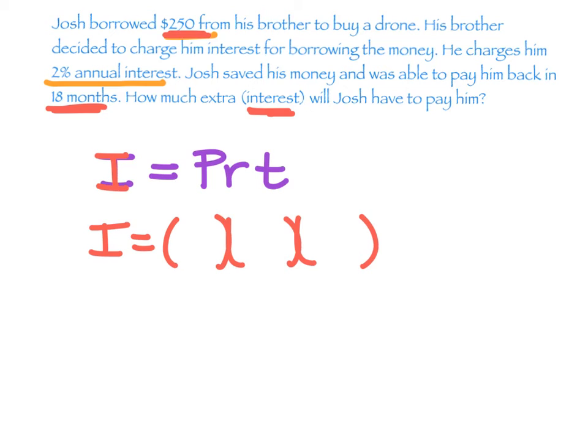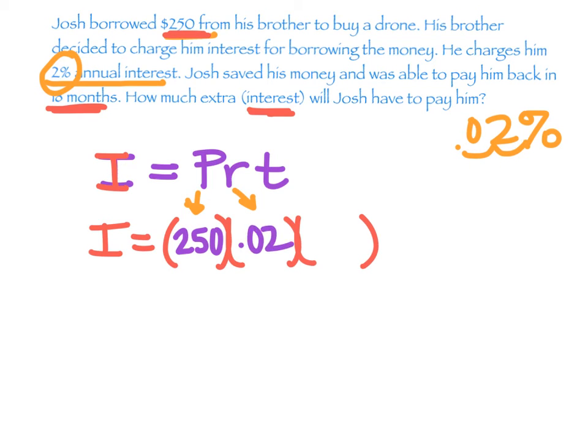So I'm going to start with the principal. So right below where the P is, I'm going to write, well, how much principal did he start with? He borrowed $250. So I'll put that in the first one. All right, my second blank is the rate. So it looks like he did 2%. Now remember, 2%, you have to change that to a decimal, so move it back twice. So that's 0.02. So that's my rate.